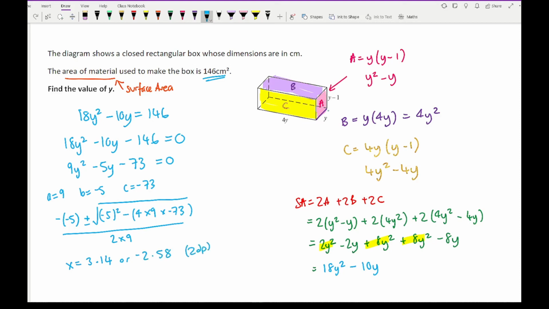Now because y is one of the lengths, actually I shouldn't use x, it should be y. I don't think they'd mark you down for that, but it's always worth using the same letters. So minus 2.58 is not applicable because it gives a negative length, which we can't have. So the actual answer is going to be y equals 3.14 to 2 decimal places, and that's centimeters. And there is my final answer.